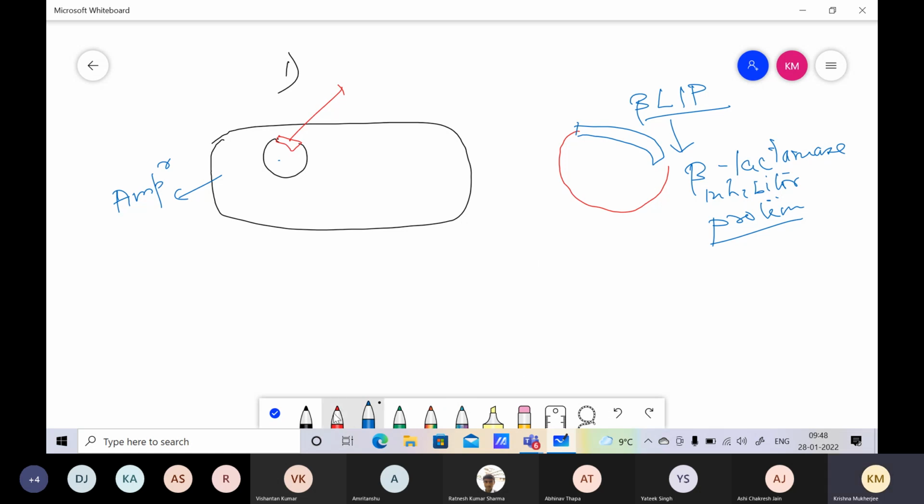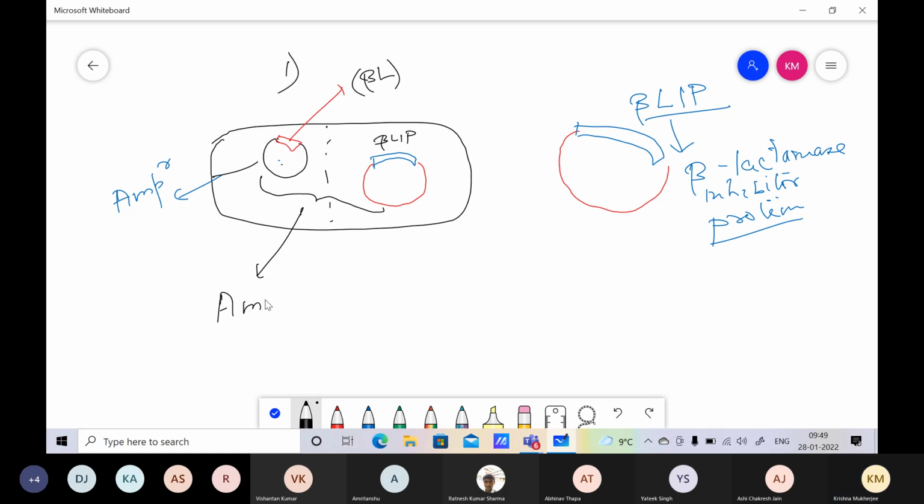But the presence of this cell along with this BLIP, this is BLIP, and this is BL, beta lactamase. So if only this is present, then it is ampicillin resistant. If both are present, then it is ampicillin sensitive. You understand?